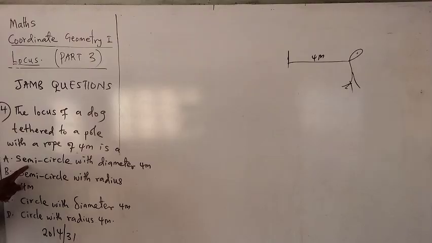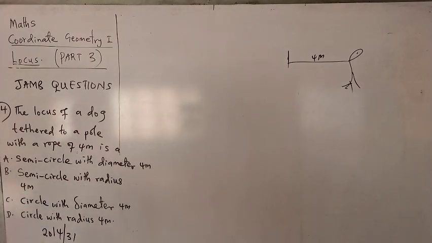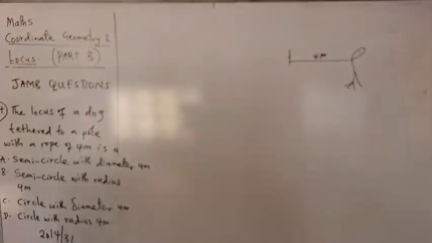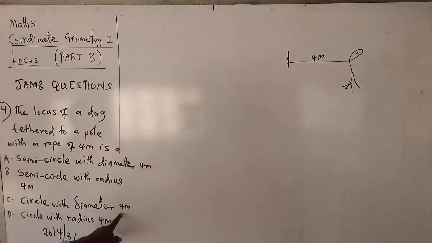A, semi-circle with diameter 4 meters. It can't be a semi-circle. So it's not. B, semi-circle with radius 4 meters. It can't be a semi-circle. C, circle with diameter 4 meters. Look up now.